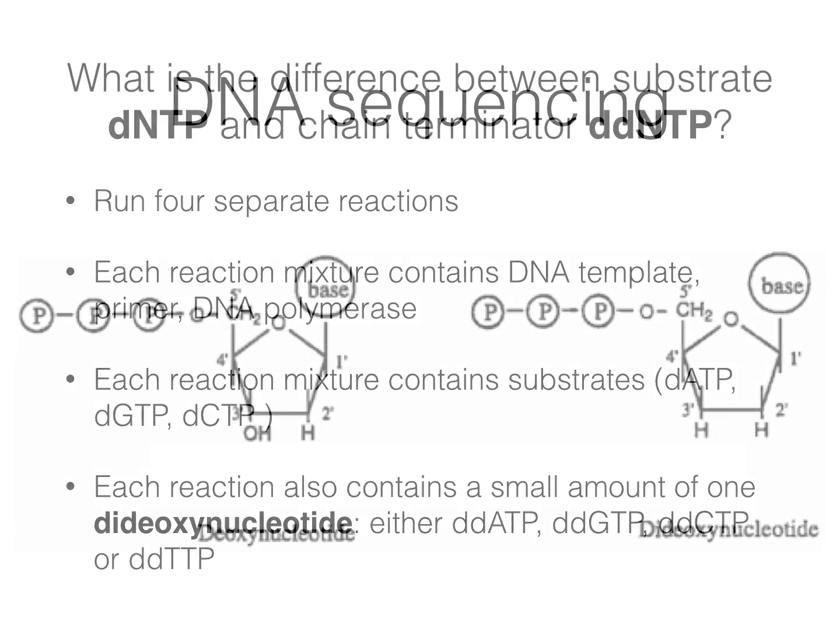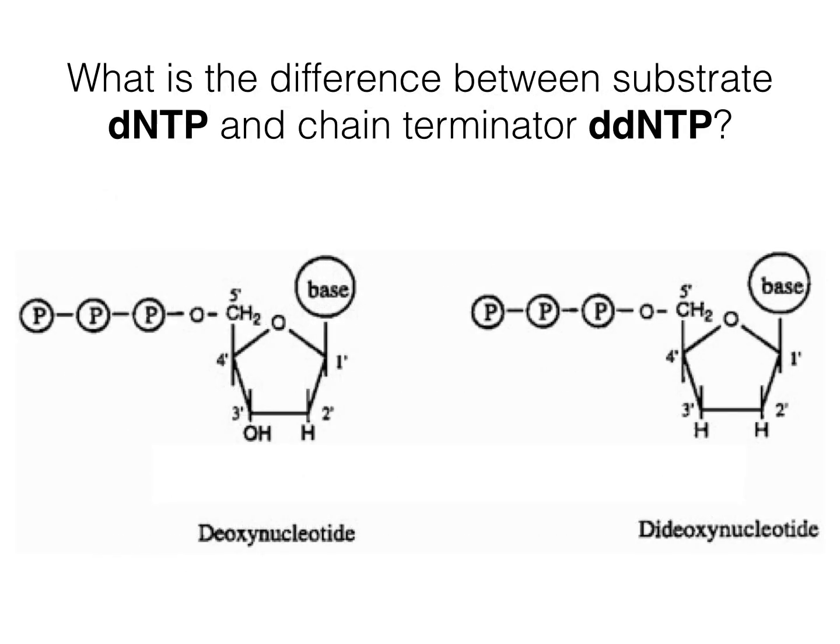So what is the difference now between the regular substrate, dNTP, and the chain terminator? So on the left side of the screen, we have the deoxynucleotide, the regular substrate, whereas on the right side of the screen, we have the chain terminator. So let's spot the difference. A regular substrate contains a 3' hydroxyl group. Now, if you remember our lecture in DNA polymerization and replication, I did mention the significance of the 3' hydroxyl. It is a requirement for the formation of a phosphodiester bond.